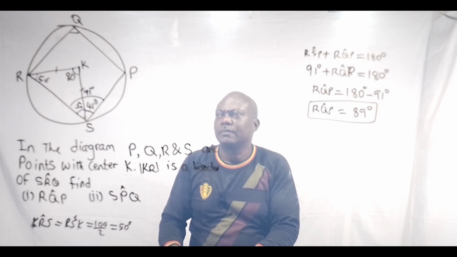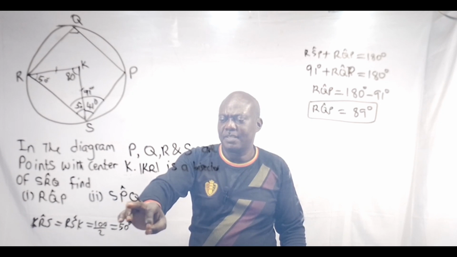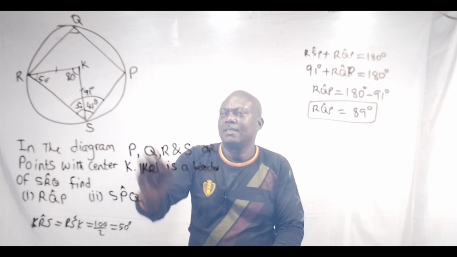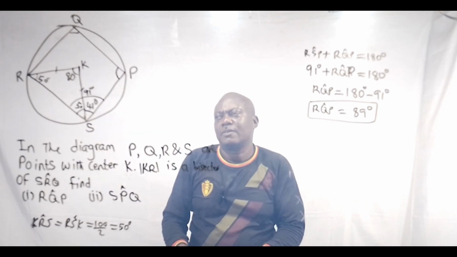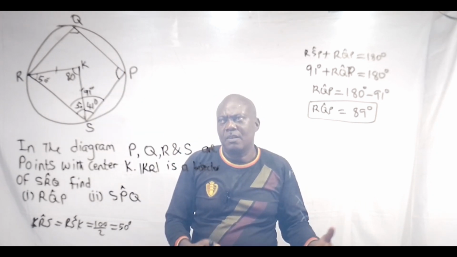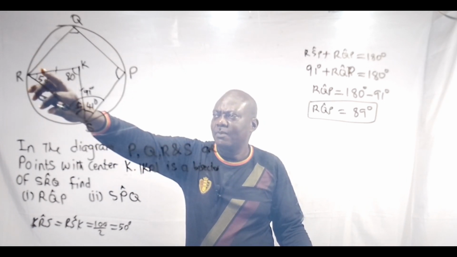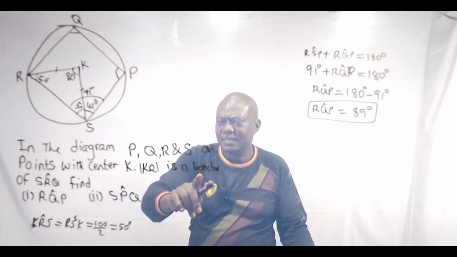Now the second one, we are also trying to find the value of SPQ. That's this one. We are still going to use the same method, opposite angles of a cyclic quadrilateral. So we must first of all find the value of this one so that you can add. But remember, they say what?